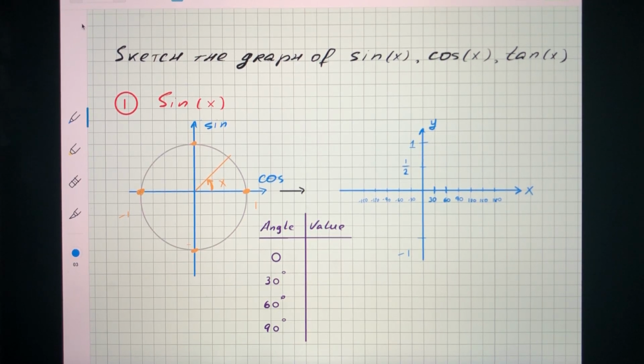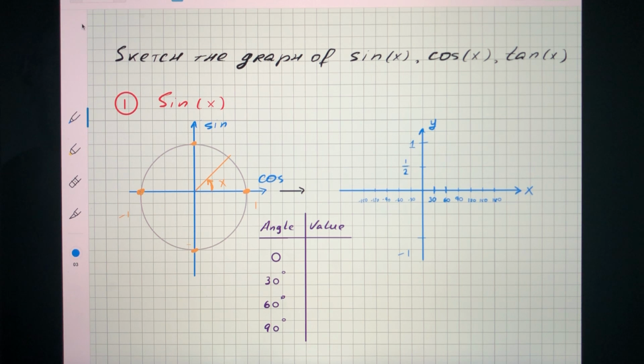Hello, in this video, let us look at how to sketch the graph of the three main trigonometric functions, the sine, cosine, and tangent. Yes, we can do it with a calculator, and we will in a minute. But first, let's just see where that picture comes from.